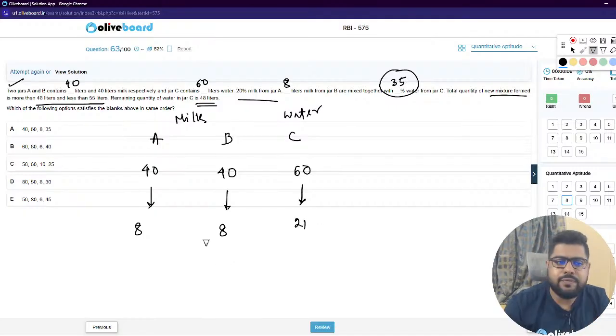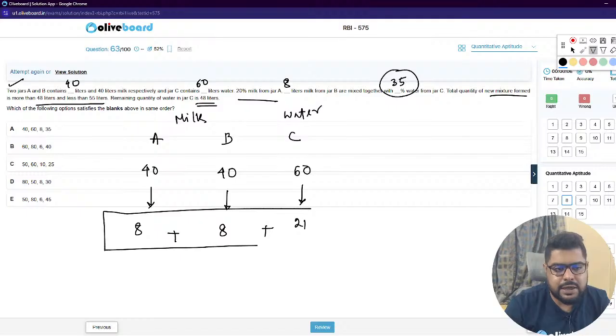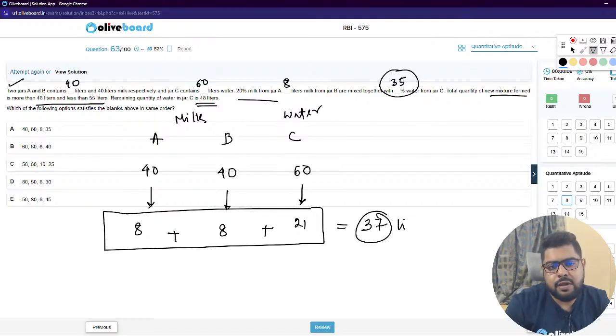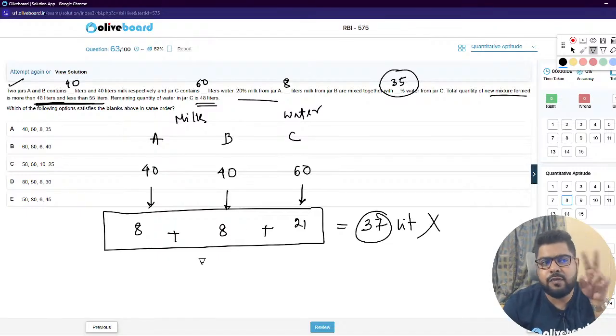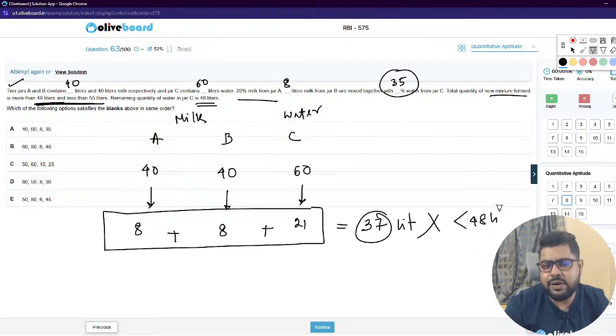Right? Now, this has been formed. Now, this is the new mixture. 21 plus 16, that is 37, sir. But this cannot happen because the new mixture must be between 48 and 55. It is less than 48. So, this is not an option. Let's check the next one.